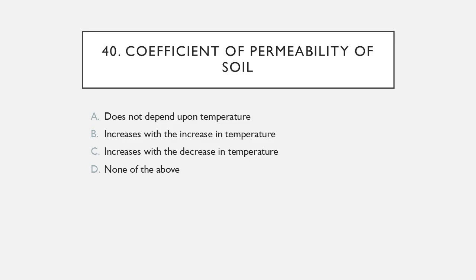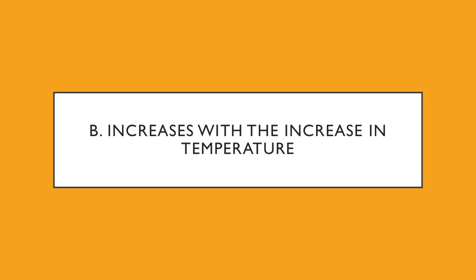40. Coefficient of permeability of soil: A. Does not depend upon temperature. B. Increases with the increase in temperature. C. Increases with the decrease in temperature. D. None of the above. B. Increases with the increase in temperature.